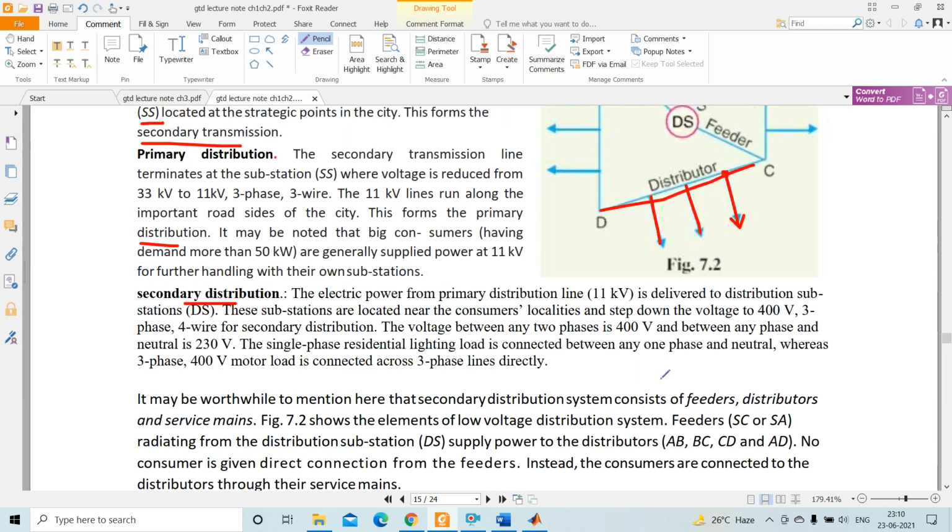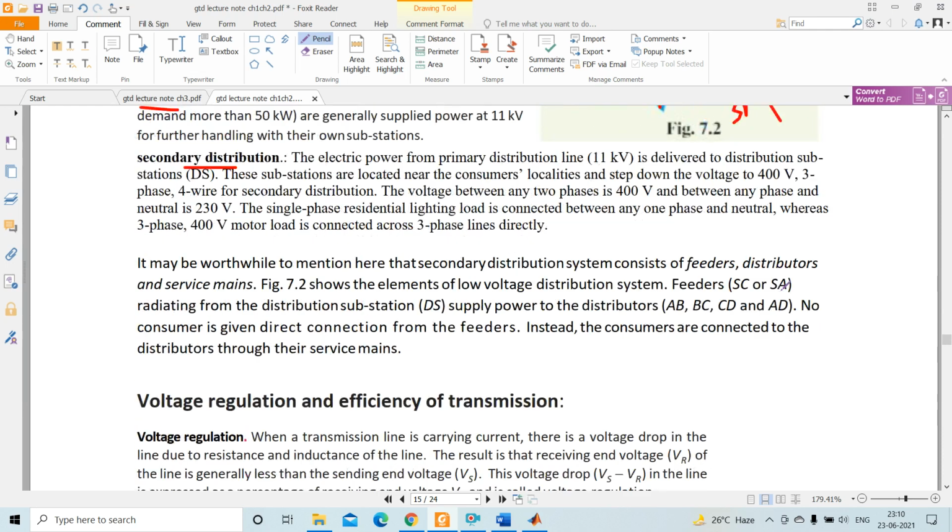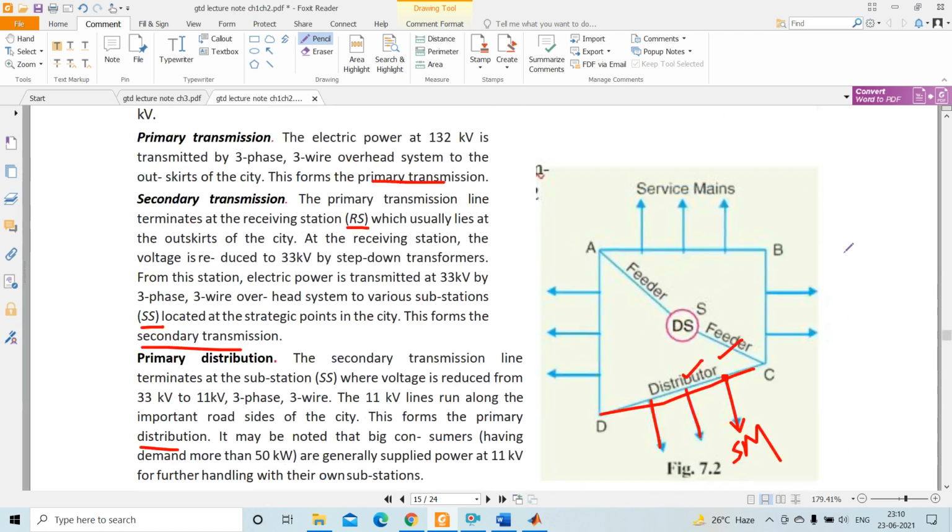So this is feeder, this is distributor and these are the service mains, which are connected to the consumers, domestic consumers. This figure shows the elements of low voltage distribution system. This is the low voltage distribution system.